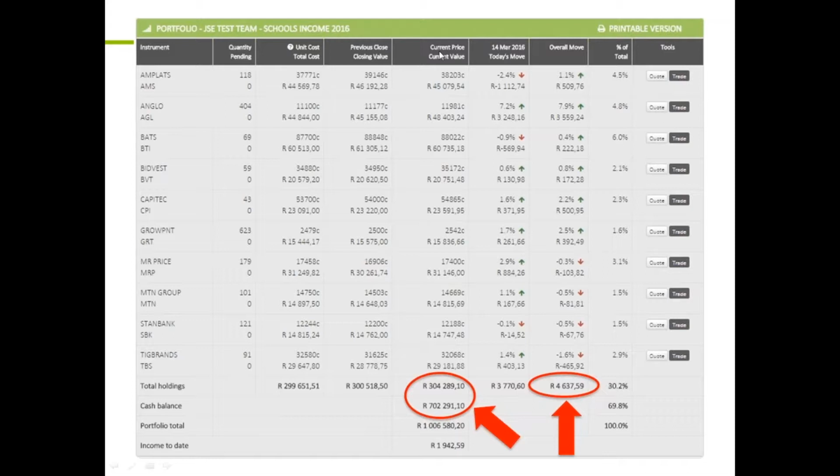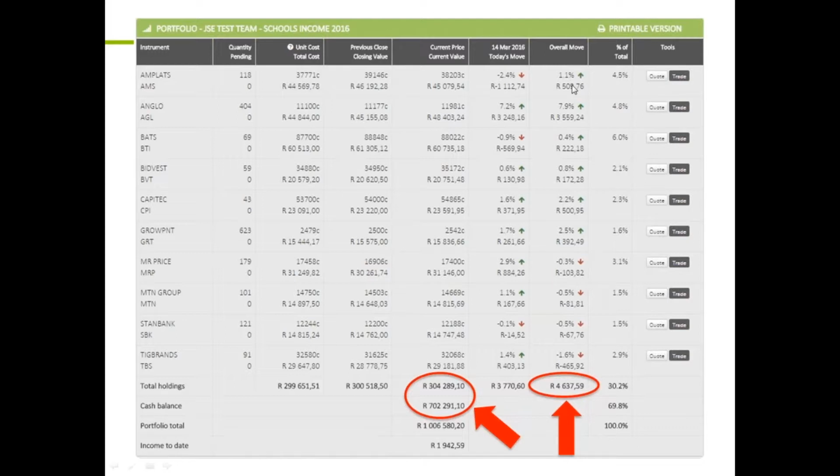And this column here, the previous close, is yesterday's close, or in our case, if we're playing as of today, then that would be Friday's close. This would be the current price, which is 15 minutes delayed. So this column, the current price, would be 15 minutes delayed. And then you would see the percentage move on that day.